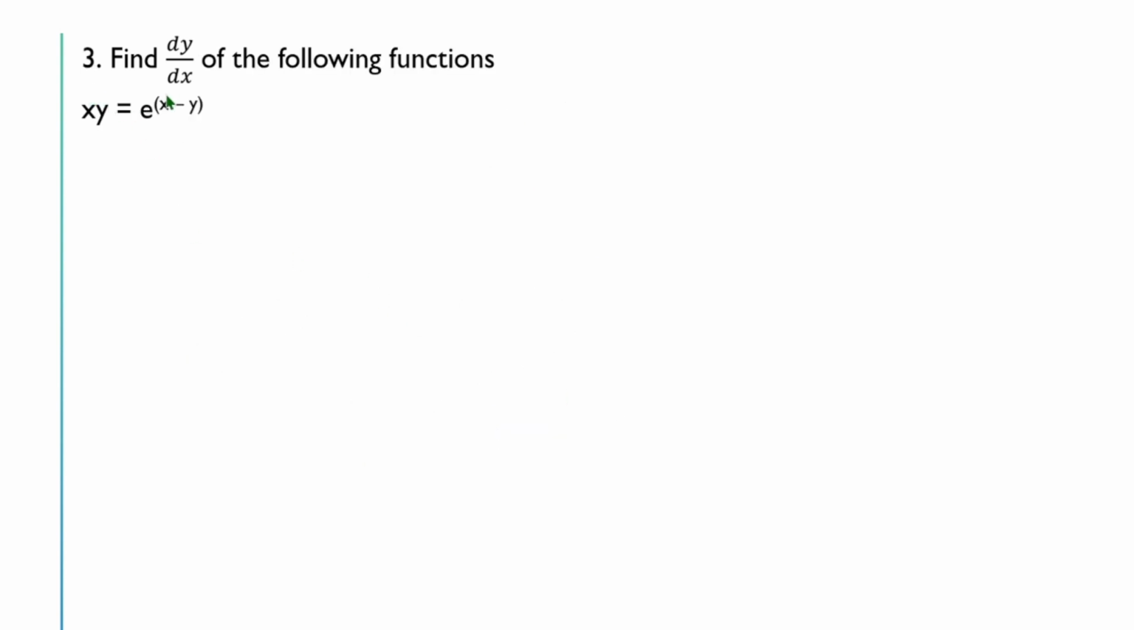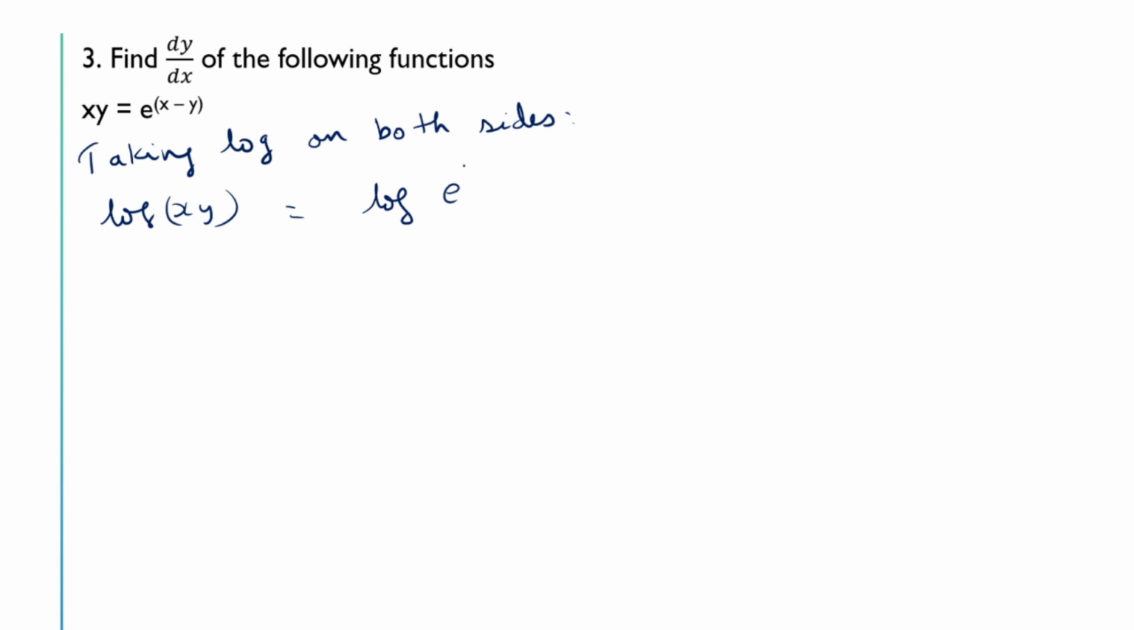Next question, find dy by dx. xy is equal to e raised to x minus y. Here when we have functions of this form, we have to take log on both sides and then find dy by dx. So taking log on both sides, we get log xy is equal to log of e raised to x minus y. We know that log of e raised to x to the base e equal to x, and also log of ab is log a plus log b.